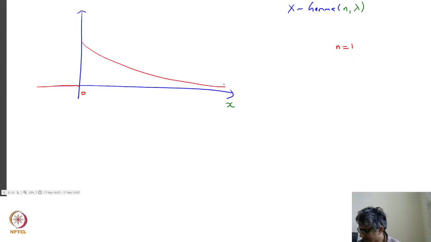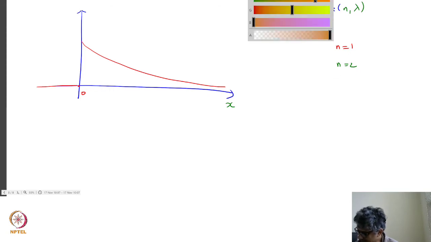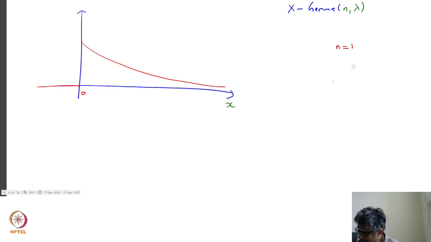Then let's say for n equal to 2, let me draw a different color, perhaps brown. So n is equal to 2. That means I have lambda squared x e to the minus lambda x. So it just goes up and comes down. You start like this, and then you come down. It'll cross this one. This is our gamma 2 lambda. And then if you go a little bit further, it'll go more and more flat.